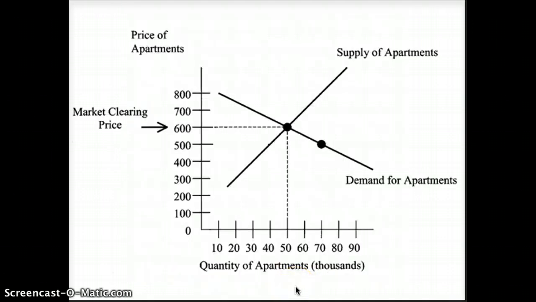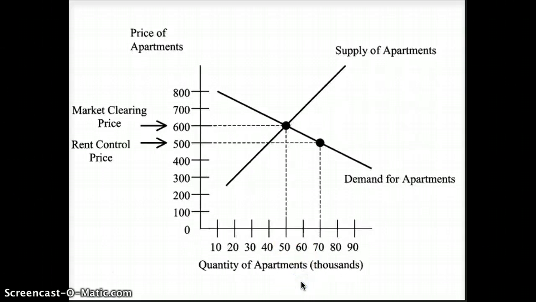An apartment. Apartment is renting for $600, and the equilibrium number of apartments is 50,000 apartments. If we do put in a price control, rent control, which is great if you're right out of college.